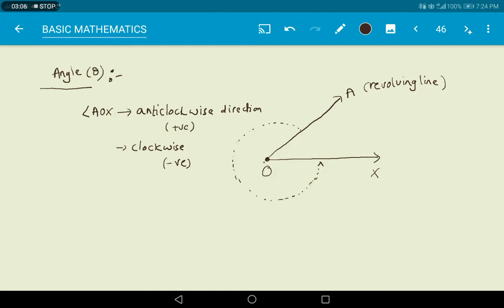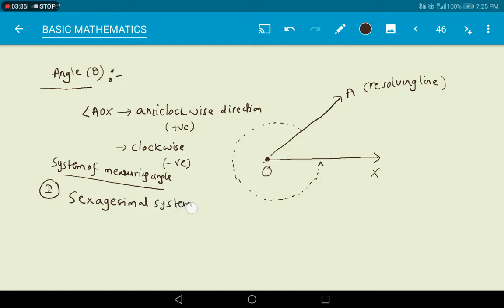And next, sir, how can we measure the angle? There are two methods, two systems of measuring angle. One is the sexagesimal system. Number two is the circular system. Sexagesimal system and circular system.